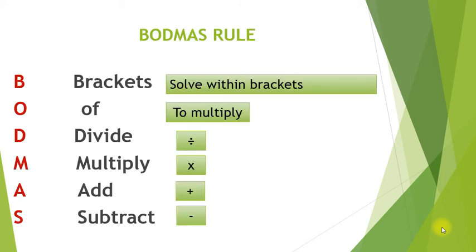BODMAS rule. In the BODMAS rule, B stands for brackets, solve within the brackets first. O stands for of, that means to multiply. D stands for division or to divide. M stands for multiply. A is for addition and S is for subtraction.